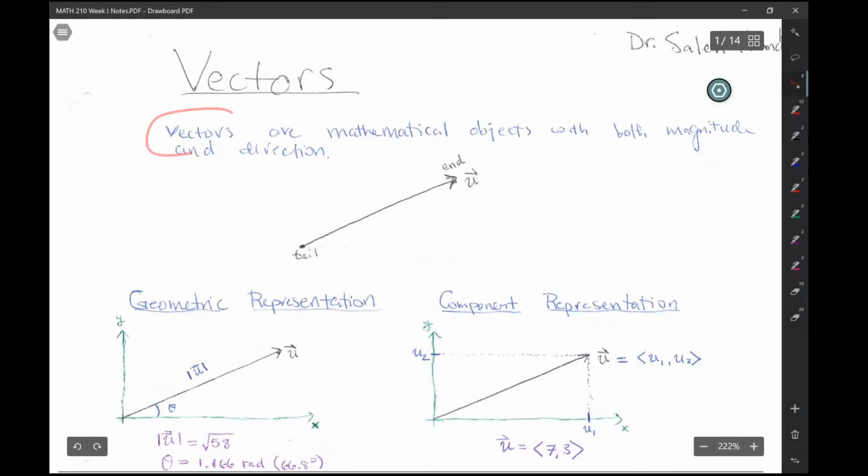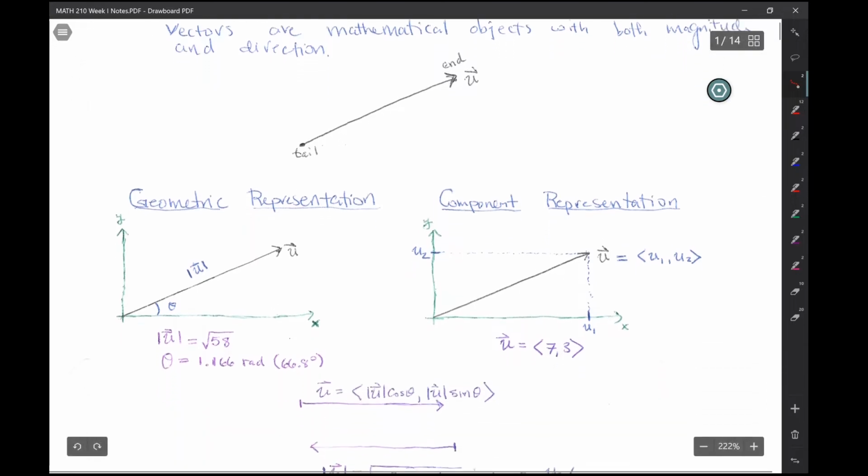Vectors. So, what are vectors? Vectors are mathematical objects with both magnitude and direction. There are two ways to represent vectors. One, we could represent what I call the geometric representation. So here we draw the vector and give its length or magnitude and an angle.